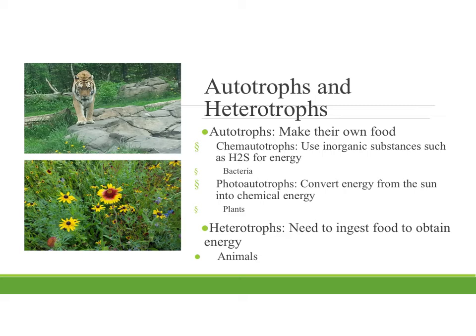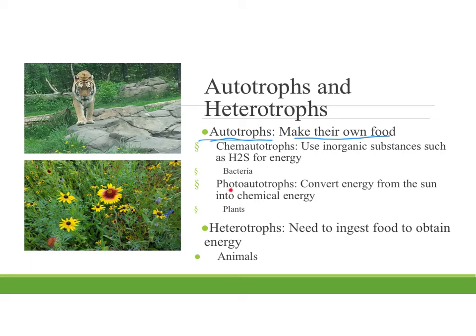All organisms need energy to live. Some make food on their own, while others must obtain it from other organisms. Autotrophs make their own food, so make sure you know this. Autotrophs make their own food, and we can break autotrophs down into two further categories. The first are chemoautotrophs. These use inorganic substances like H2S, or hydrogen sulfide. So think of them as using a chemical to create energy. An example of that would be bacteria.